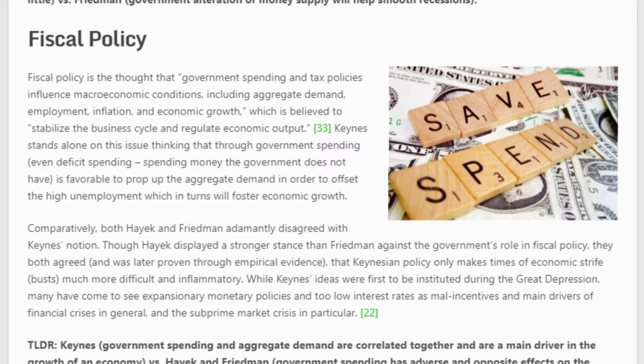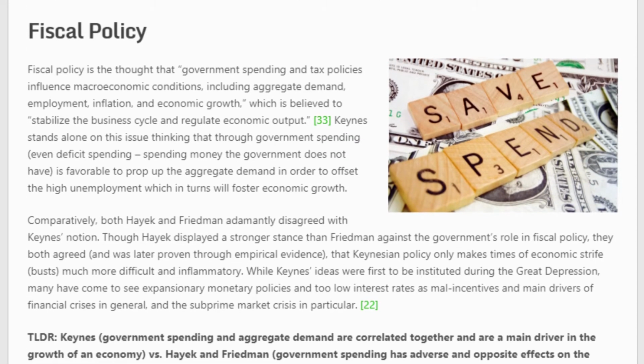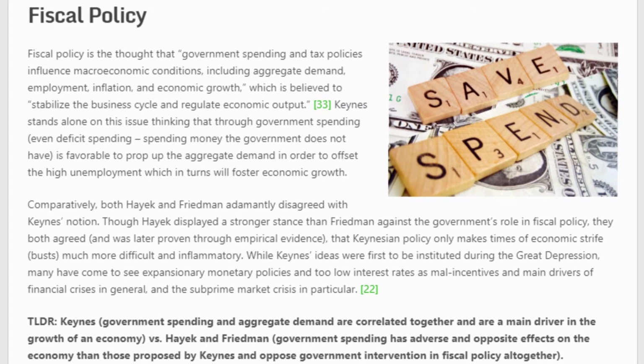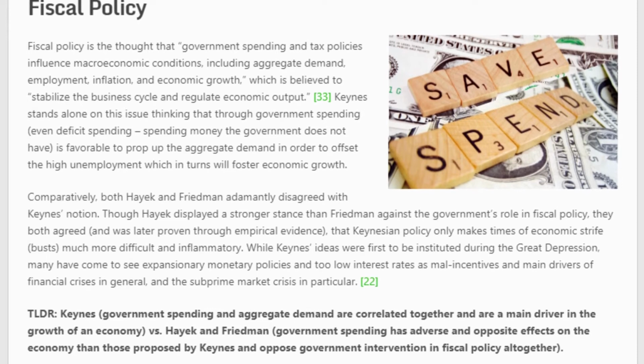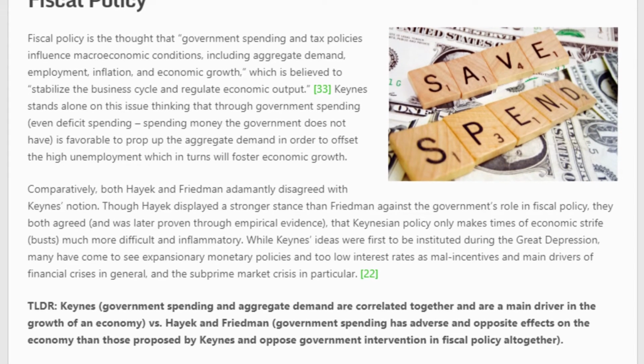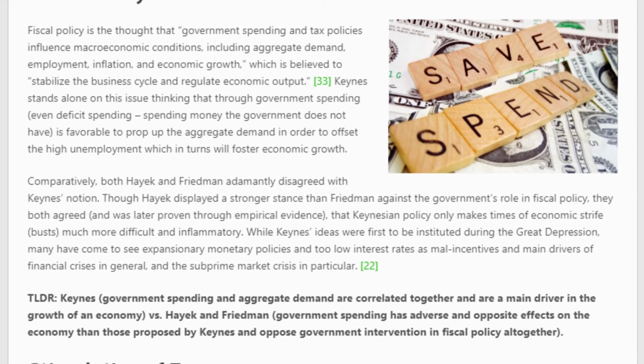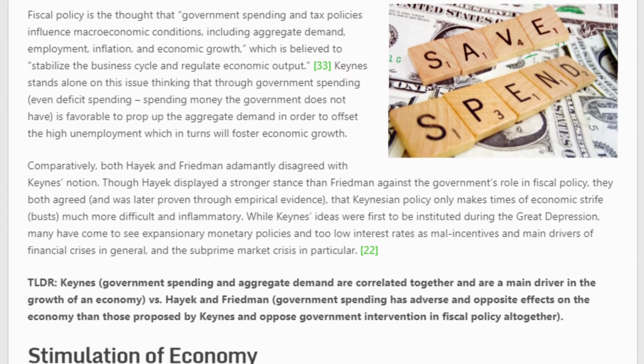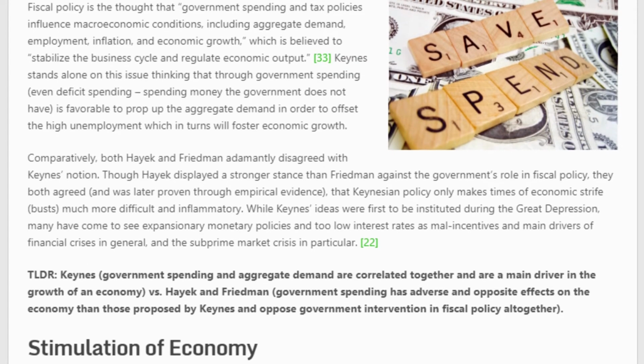Comparatively, both Hayek and Friedman adamantly disagreed with Keynes' notions. Though Hayek displayed a stronger stance than Friedman against the government's role in fiscal policy, they both agreed, and it was later proven through empirical evidence, that Keynesian policy only makes times of economic strife or bust much more difficult and inflammatory.